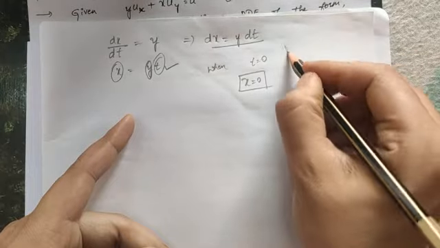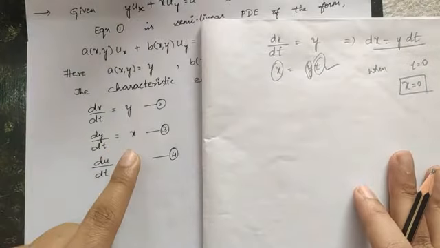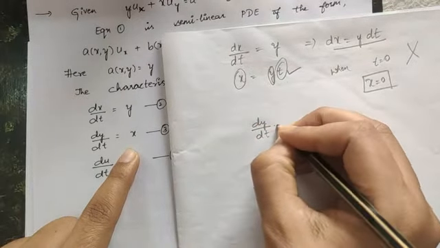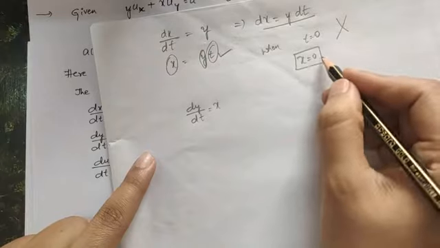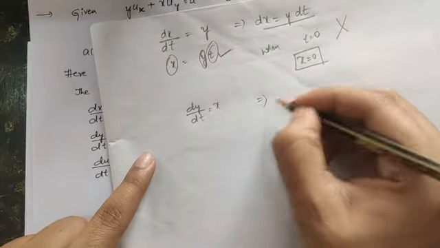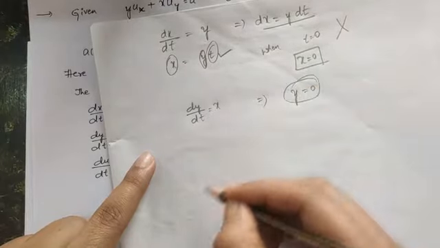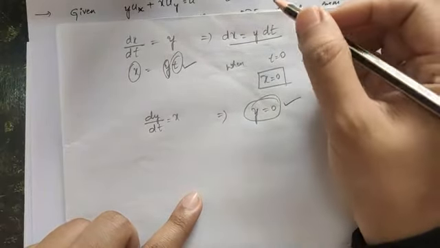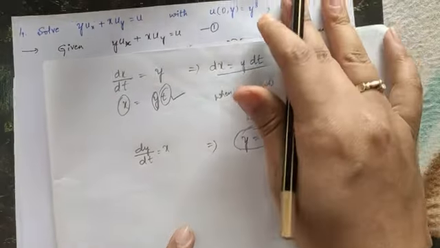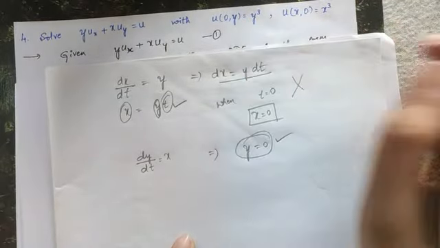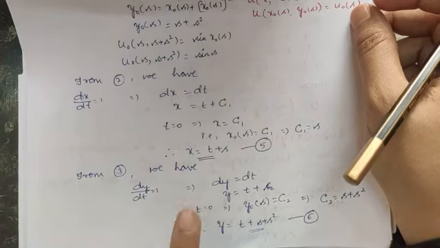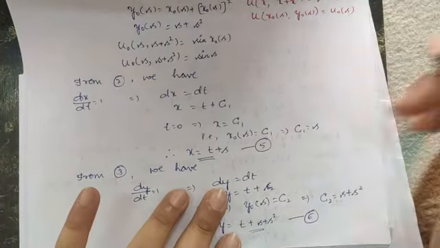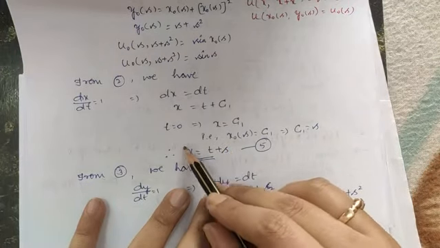So we cannot solve in this way, because if you apply 0 here in the second equation, this is dy by dt is equal to x. If you substitute this value here, again you will get y is equal to 0. But this solution does not satisfy your given data.